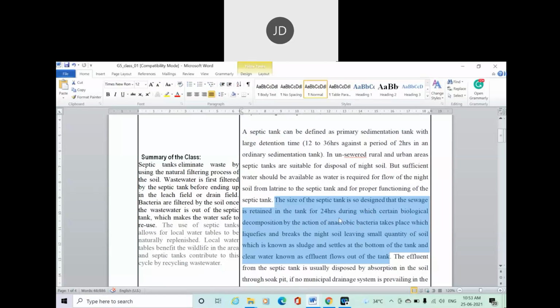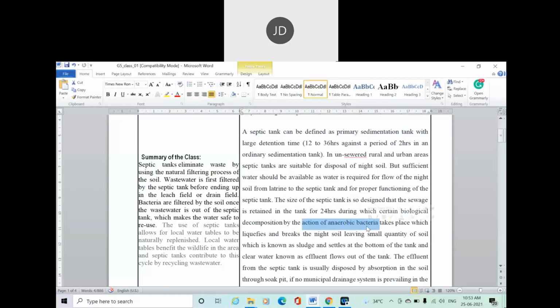Okay, during this time period, the anaerobic bacteria kill the night soil by decomposition. Basically, it is known as biological decomposition, and which is done by the action of anaerobic bacteria. This is also known as anaerobic decomposition.